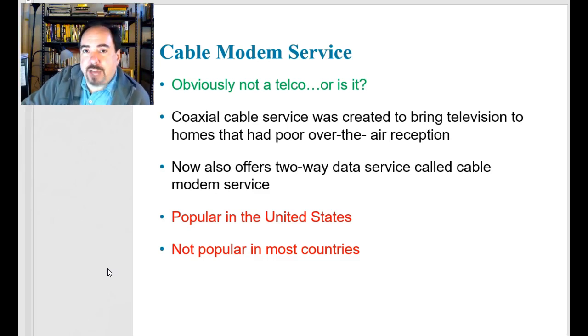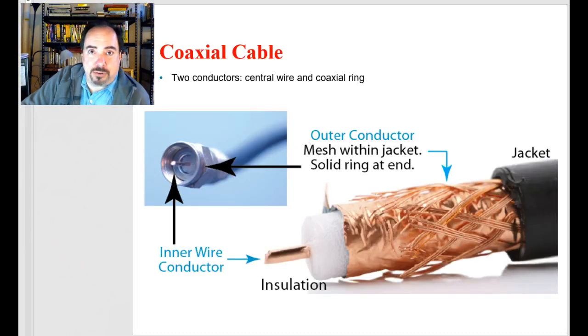Part of the popularity of cable modems is that this awful coax cable has been pulled to most neighborhoods, in fact most households in the U.S. The reason coax cable has been pulled everywhere is because of HBO.